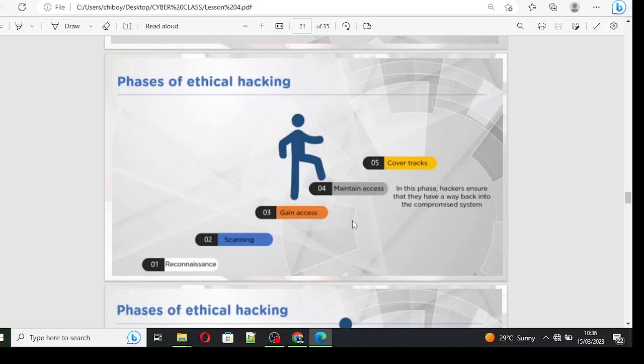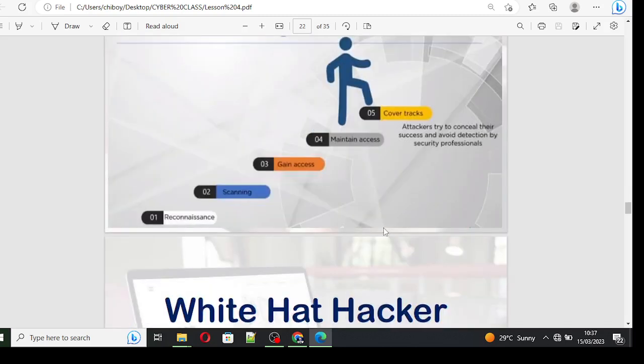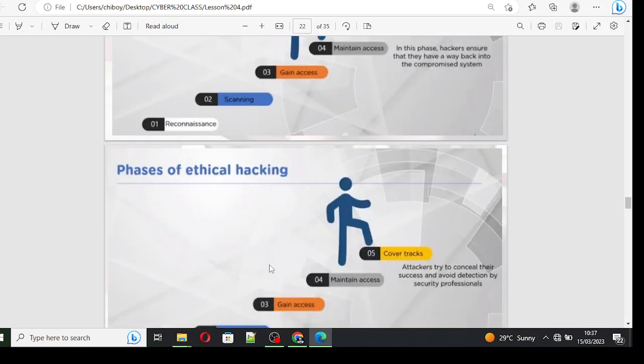Now, the next phase is maintaining access. In this phase, hackers ensure that they have a way to get back into the compromised system after they have gained access. Now, it's time for them to maintain their access. So that's it. Now, lastly, they cover their tracks. After they have done recon, scanned, gained access, and maintained access, they try to cover the tracks. Attackers try to conceal their sources and avoid detection by security professionals. Now, these are the phases of ethical hacking.